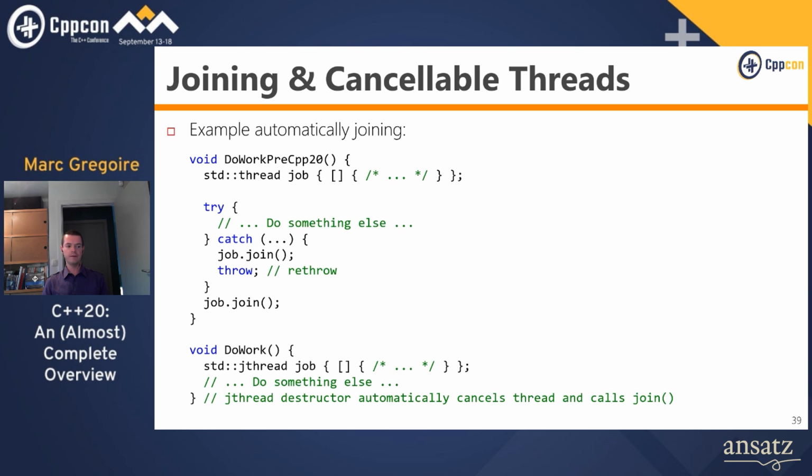With a JThread, I don't have to write any boilerplate code. I just construct my JThread as follows, then do something else. I don't need any try-catch blocks. I don't need any manual calls to join, because the destructor of JThread will automatically, one, cancel the thread, and two, call join on the thread.